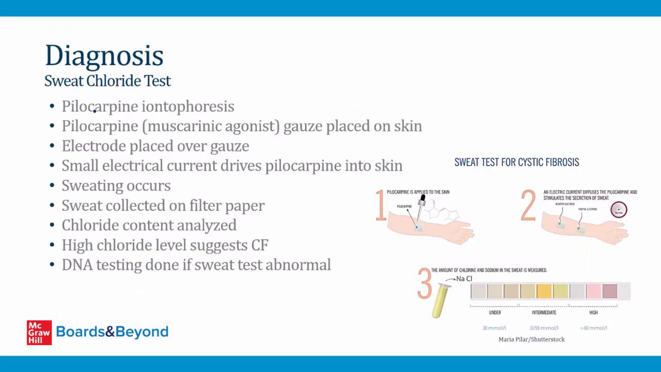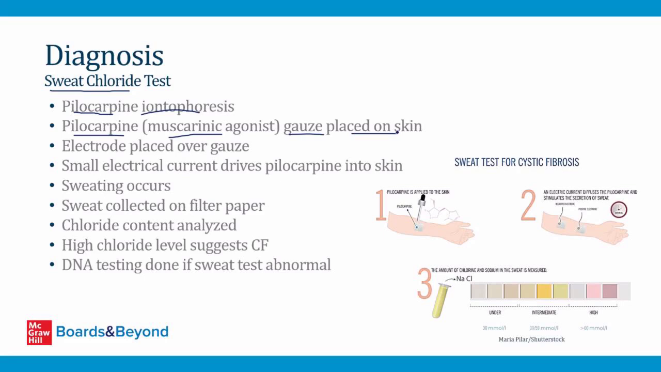Okay, let's talk about how you make a diagnosis of cystic fibrosis. The classic way to make the diagnosis that's been around for a long time is the so-called sweat chloride test. This test is also called pilocarpine iontophoresis. So let's talk about what this means. Pilocarpine is a muscarinic agonist. And when you place it on gauze and put that gauze over the skin, this will cause the skin to sweat.